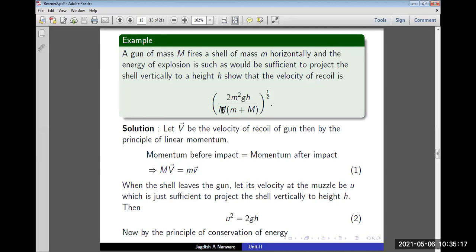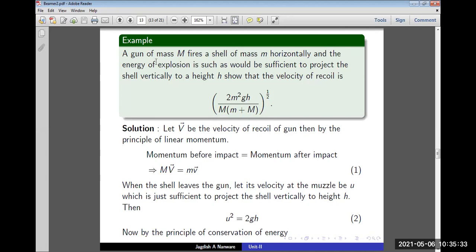So again, I will spend one more lecture on the examples on the second unit. The first example today I will consider this one.